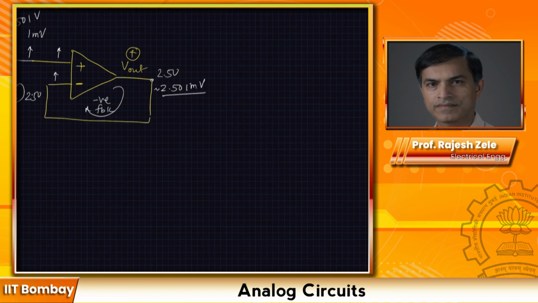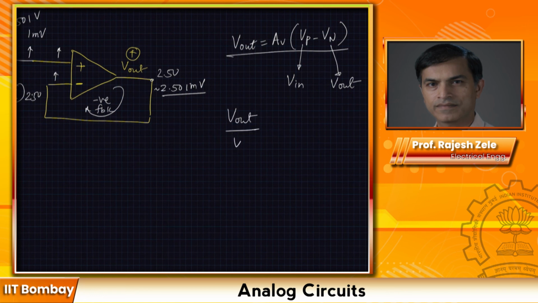Okay, so let's solve the equation for this one. I'll give you 10 seconds to solve. It should be pretty straightforward. V out is equal to AV times (VP minus VN), and in this case we can substitute VP, which is V in, and VN is equal to V out. You can quickly prove to yourself that V out over V in is going to be equal to AV divided by 1 plus AV.